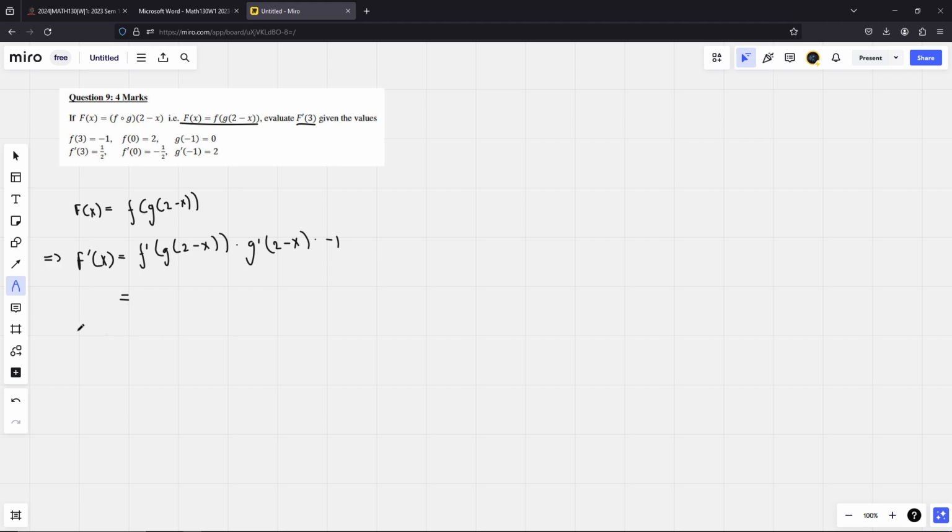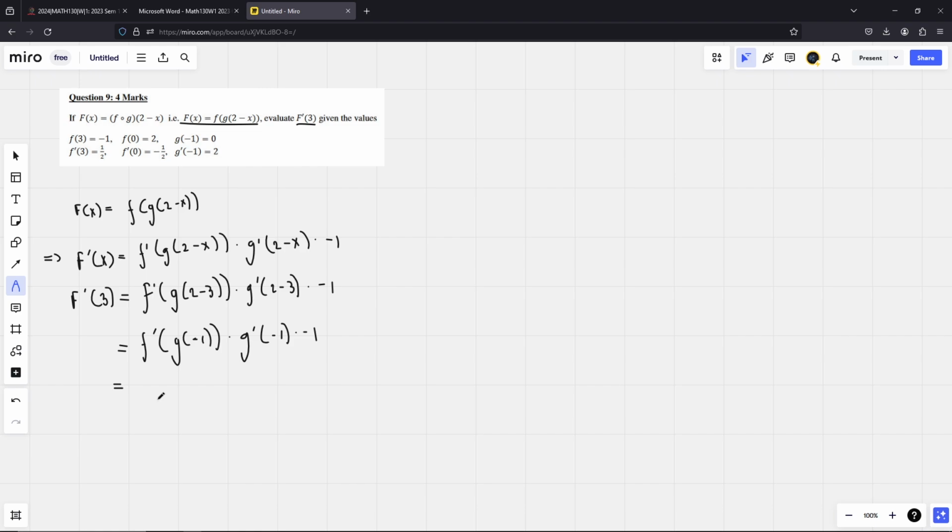Okay, so we don't want F of x though, we want F prime of 3. So let's sub in 3 wherever we see an x. So this is going to be f prime of g of 2 minus 3, multiplied by g prime of 2 minus 3, multiplied by negative 1. I'm going to copy down f prime, and g of 2 minus 3, that's going to be g of minus 1. And this is also going to be minus 1, multiplied by minus 1.